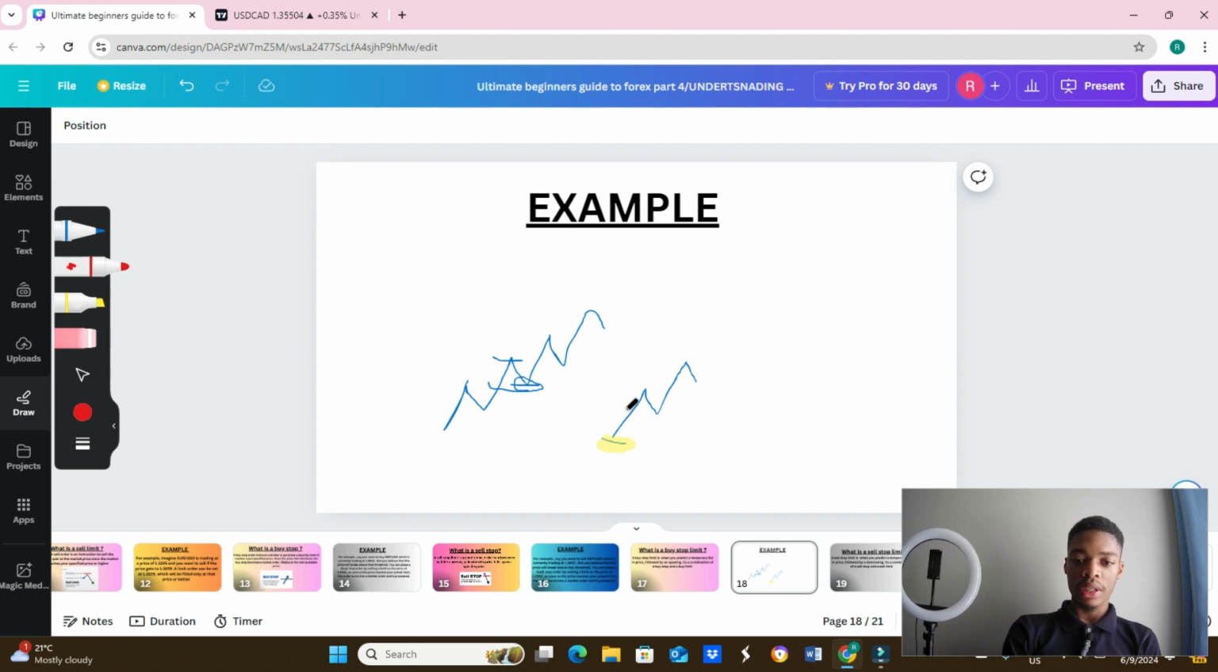So what I do is, boom, I set a buy stop right here. So once price reaches here and breaks this price point right here, then a buy limit is triggered at the specific price that I want, and then I can enter the trade at a better entry.